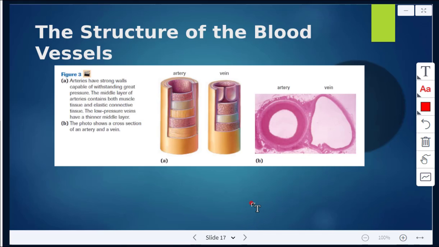All right, this diagram is again just showing the structures of the blood vessels. So this is an artery, with strong walls capable of withstanding great pressure. The middle layer of arteries contains both muscle tissue and elastic connective tissue. Then veins here, there's lower pressure in veins. They have a thinner middle layer, but they do have the valves shown here, which prevent the backflow of blood. And then this is a cross section of an artery and a vein. Again, you can see the artery has much thicker muscular walls compared to the vein, which is much thinner.